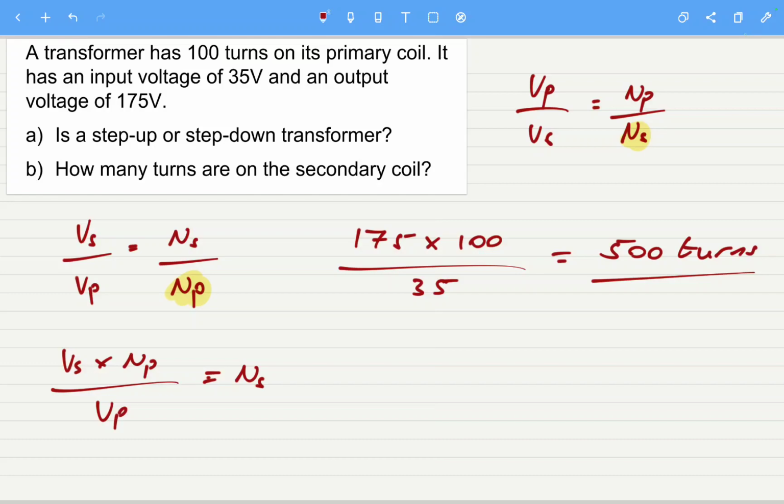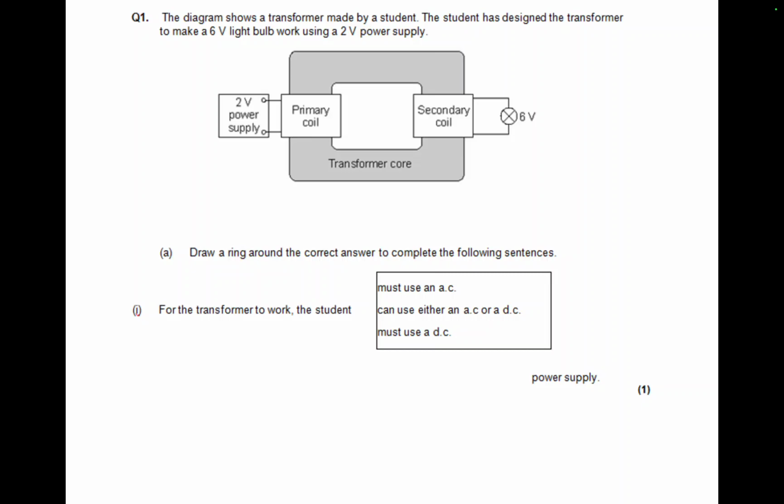Let's move on. For these exam style questions, remember to pause, read through the question, answer it, and then I'll take you through the answers. The diagram shows the transformer made by a student. The student has designed the transformer to make a 6-volt light bulb work using a 2-volt power supply. So it's a step-up transformer. Draw a ring around the correct answer.